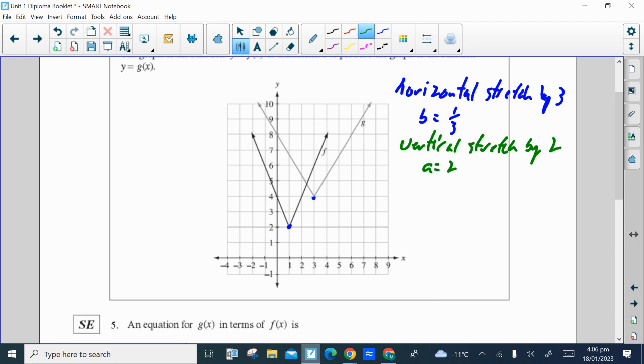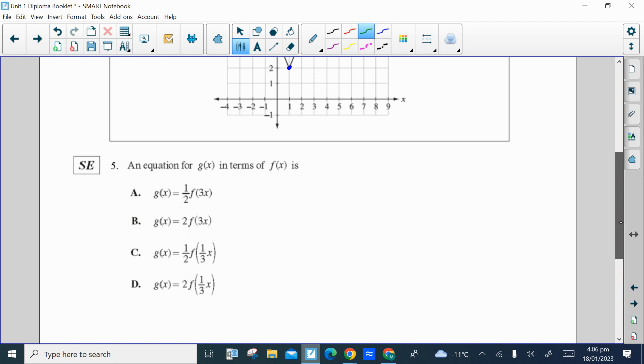Now, the reason you know that there's a stretch here and not just shifting is because the shape of the graph has changed. G, you can see, is much wider than F. So that tells us that it's been stretched. So we just can't say, well, it shifted 2 units to the right and 4 up. That would give you the right starting point, but it wouldn't give you the right shape of the graph. So that's how we know that it was stretched. So we're looking for the equation that has a B value of 1/3 and an A value of 2, which is equation D.